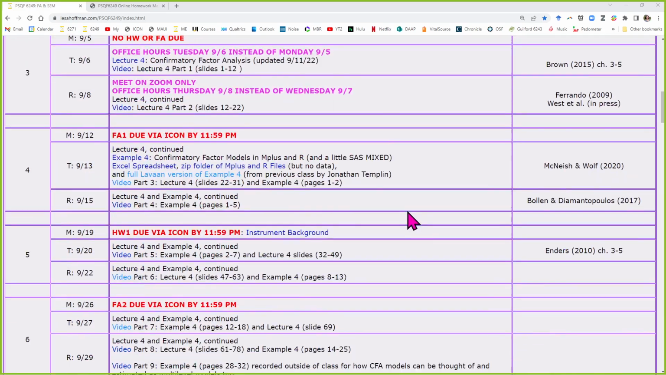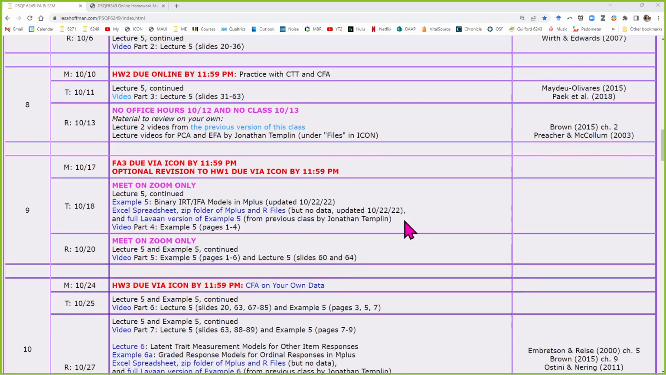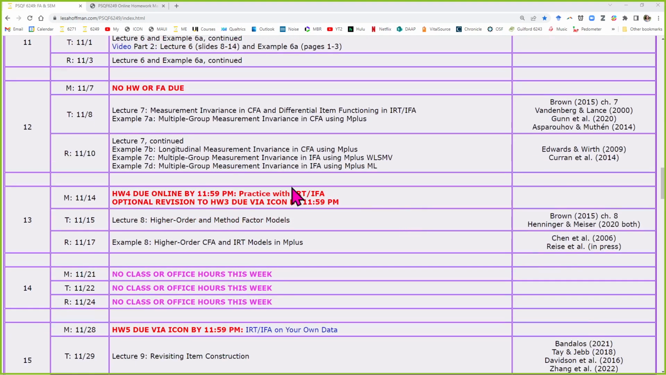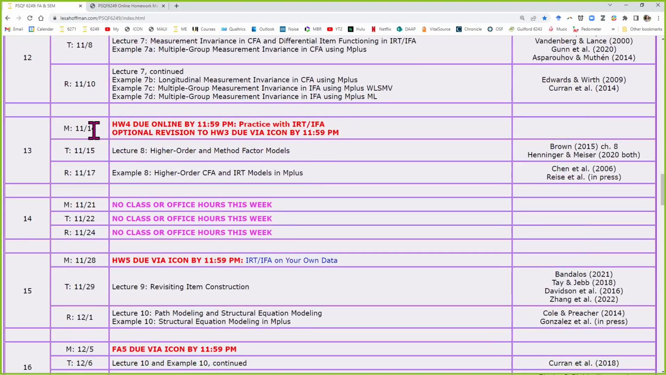In terms of upcoming due dates and such, here we are on the 3rd of November. Nothing is due on Monday, but what you can be working on in the meantime, which is due on the 14th, so in 2 weeks, is homework 4, as well as an optional revision to homework 3. So if you look at your points and you're like, yeah, I'm good with that, I don't want to fix it, fine with me.